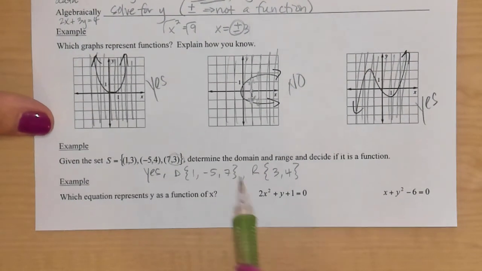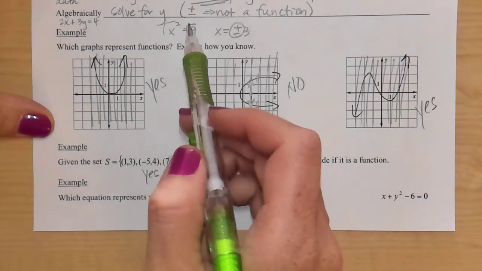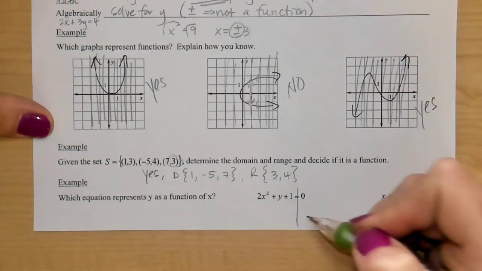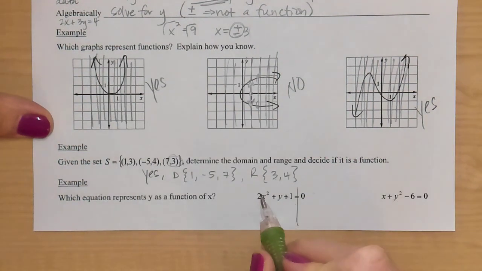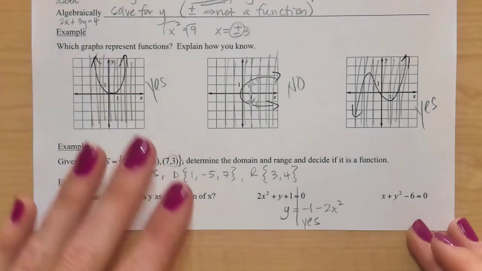Last one is algebraically. So we've got some equations here. And so our job is to solve for y, looking out for plus or minus. I'm going to subtract 1 and subtract that. So I've got -1 minus 2x squared. I did not end up doing a plus or minus. I did not root both sides in order to solve for y. So we're good. This is a function.